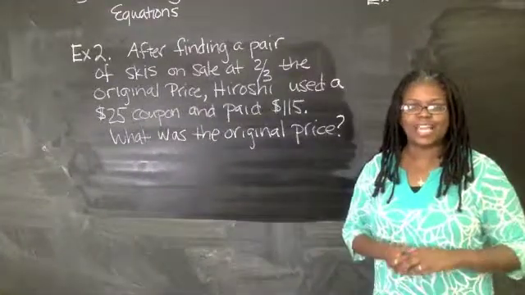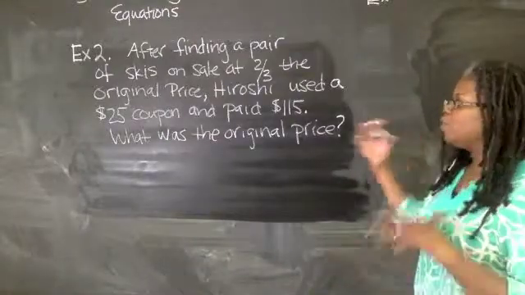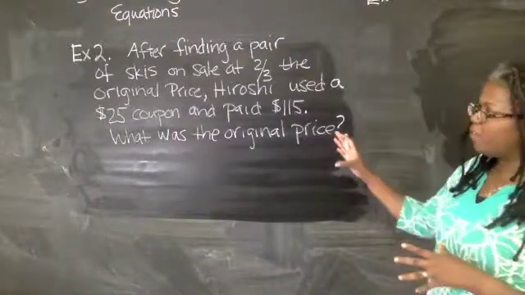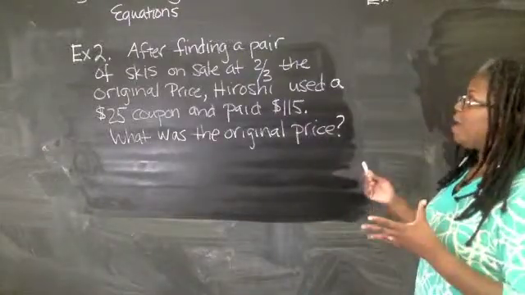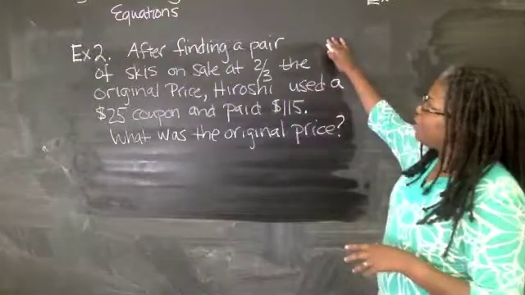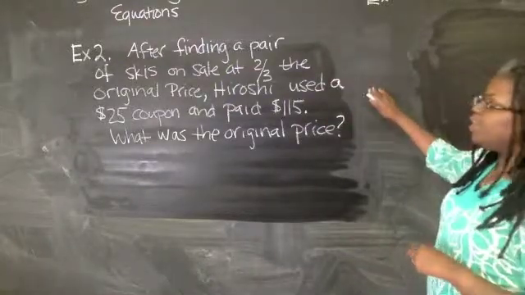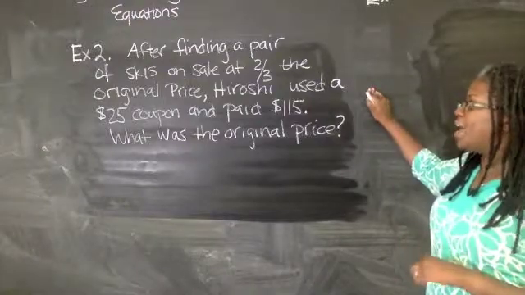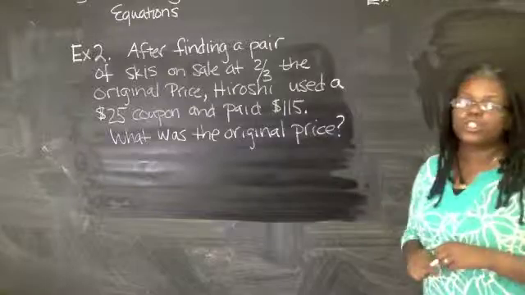Okay, so here's example 2. Example 2 requires us to use our skills that we've talked about, but we're going to first do it in a real world example where we've got this word problem. After finding a pair of skis on sale at 2/3 the original price, Hiroshi used a $25 coupon and paid $115 for those skis. What was the original price?